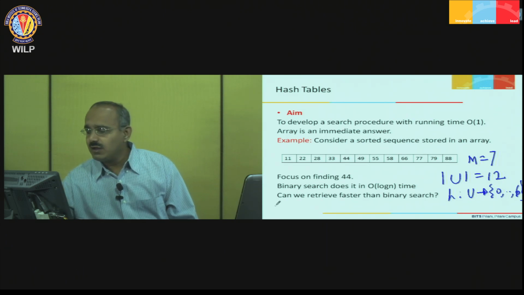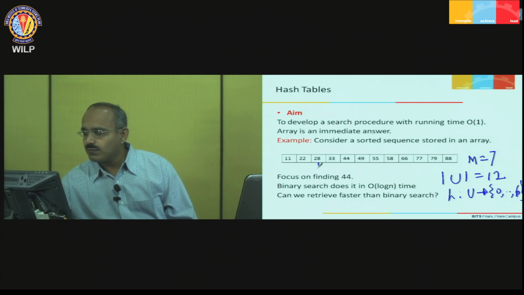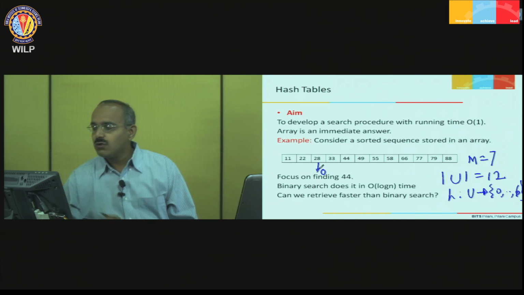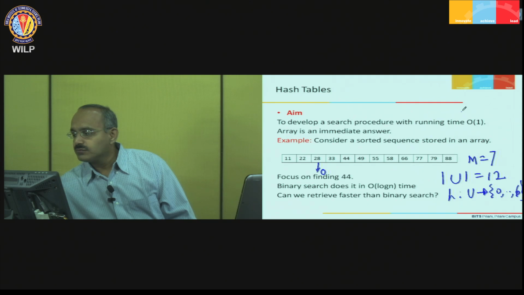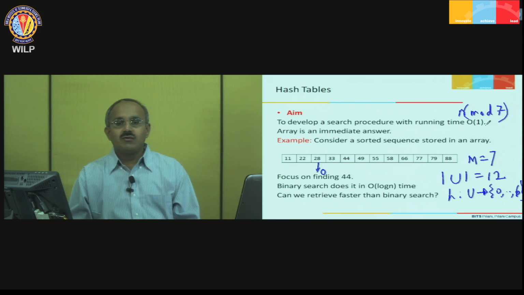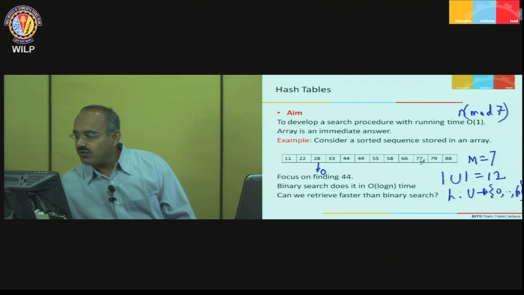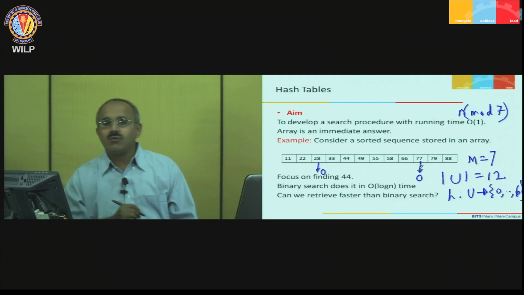Right. For example, we saw this: 28 is mapped to 0 under your scheme n mod 7. Under this scheme 28 is mapped to 0 and 77 is also going to be mapped to 0.